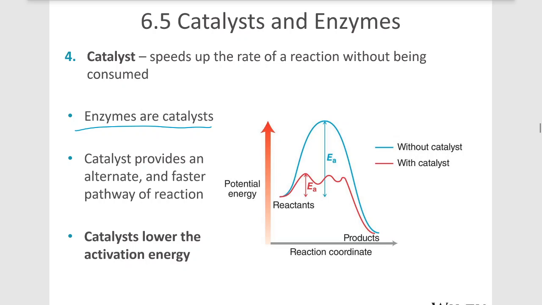Catalysts provide an alternate and faster pathway for a reaction. So if the reaction in blue normally has to undergo a high activation energy to go through this high energy state to get to products, if we use a catalyst, we can lower that energy state and allow the reaction to occur much more quickly. It's going to go through a different pathway, and that's why we have this wavy line here. It may not go through the same exact mechanism to get to products, but the catalyst will lower the activation energy and allow that reaction to occur much more quickly.